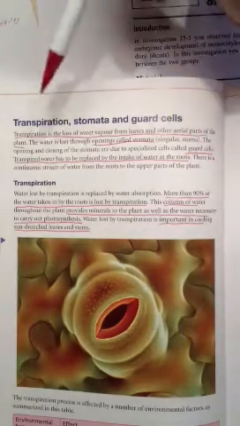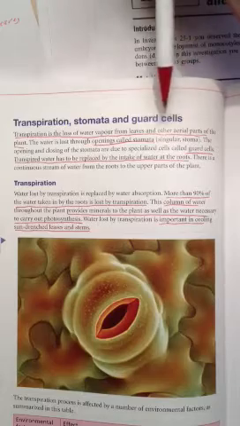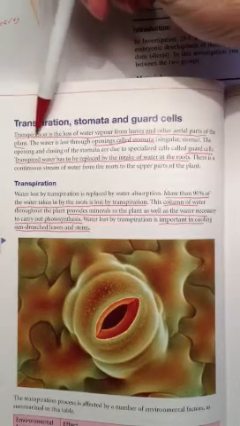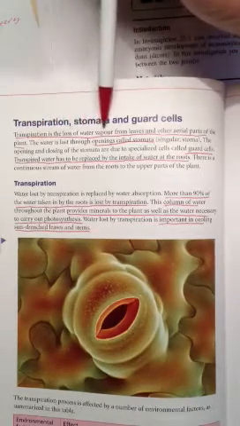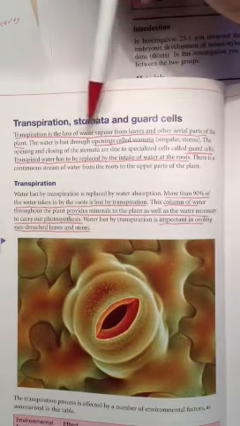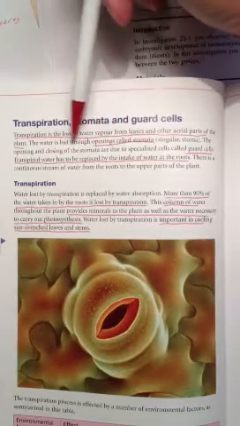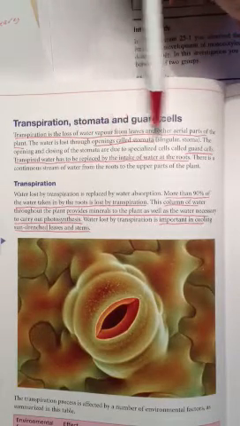I'm going to be talking about transpiration, stomata, and guard cells. The first thing we have are three definitions. Definition of transpiration is the loss of water vapor from leaves and other aerial parts of the plant. Definition of a stomata is openings through which water is lost.